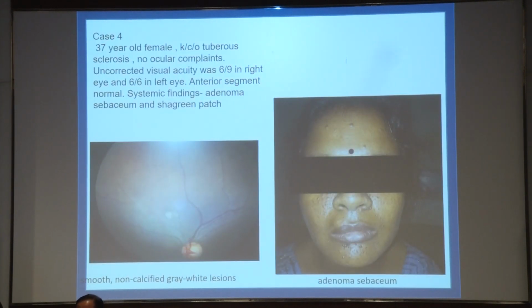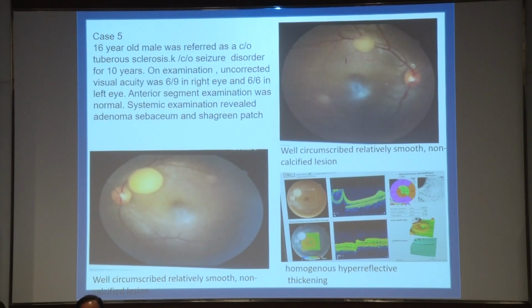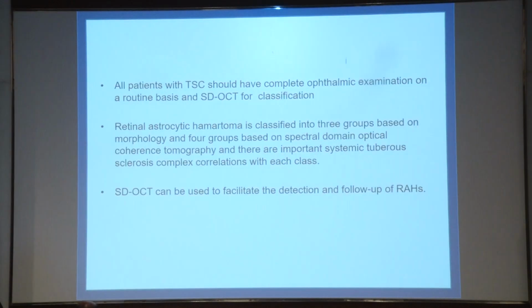The fourth case was a 37-year-old female who also had tuberous sclerosis and a unilateral presentation. There was a smooth, non-calcified gray-white lesion, and the OCT was limited by the site of the lesion. The fifth patient was a 16-year-old male who was also diagnosed with tuberous sclerosis complex. He had well-circumscribed, smooth, non-calcified lesions in both eyes, and the OCT showed the fourth type of lesion, which is an optically empty lesion with hyperreflective thickening anterior to the lesion.